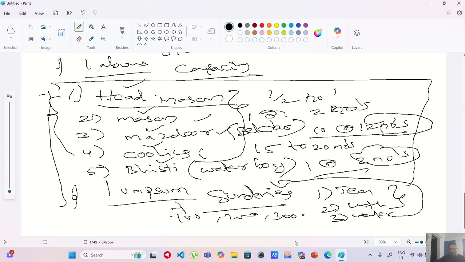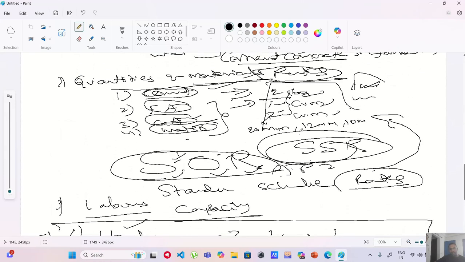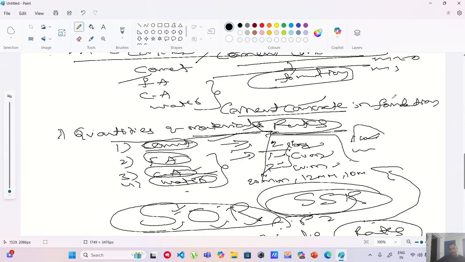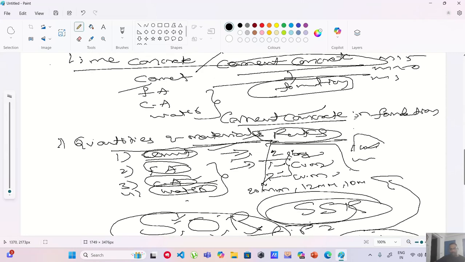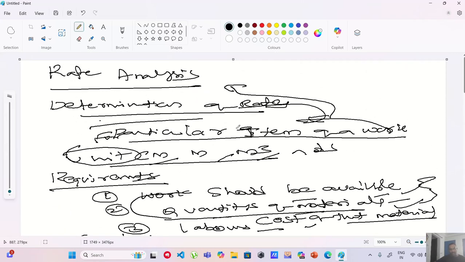Okay, so in the next video, we'll discuss how to calculate the rate analysis for cement concrete in foundation by using M15 grade concrete. So I'm summarizing the entire session.